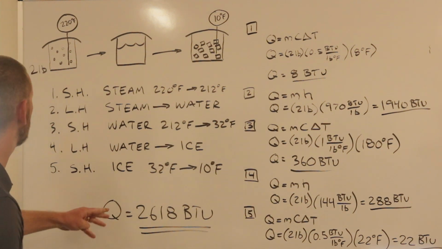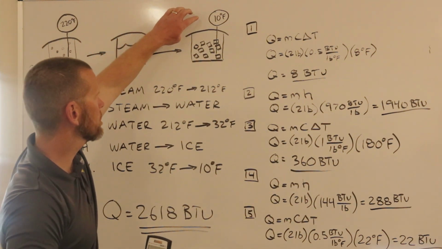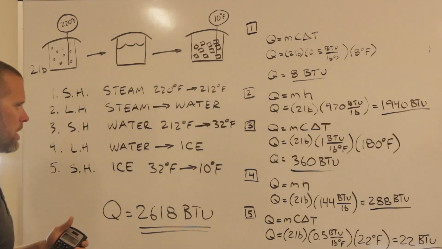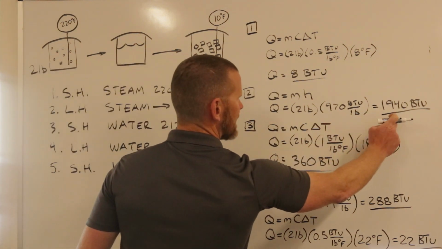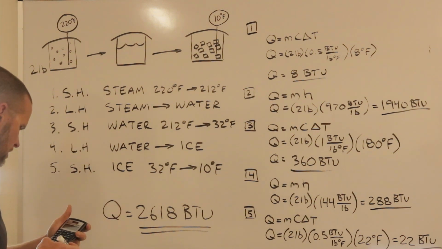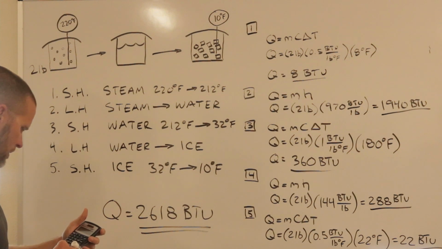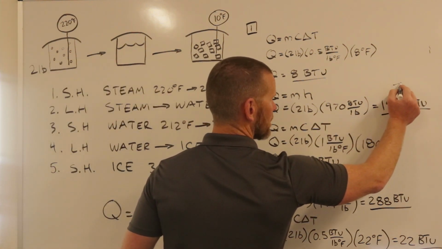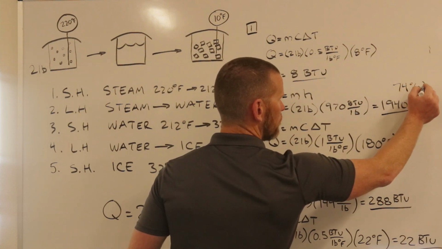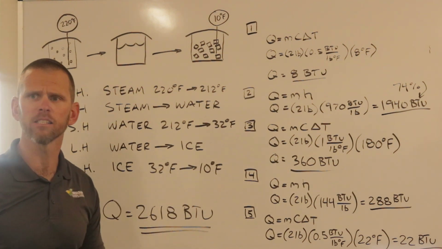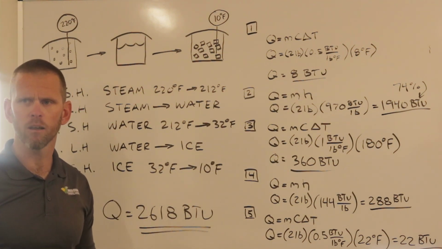That many BTUs would need to be removed from 220 degree steam in order to make it into 10 degree ice. So the final thing I want to point out about this before we end this session is that the 1,940 BTUs required to change it from steam into water really dominates. In fact, 1,940 divided by the total, which is 2,618, is 74%. So almost 3/4 of all the heat removed was done in our transition from steam into water, which is very significant and an important concept to understand when learning about refrigeration.